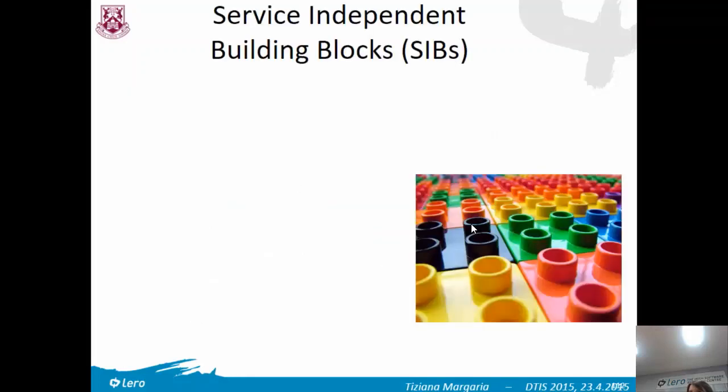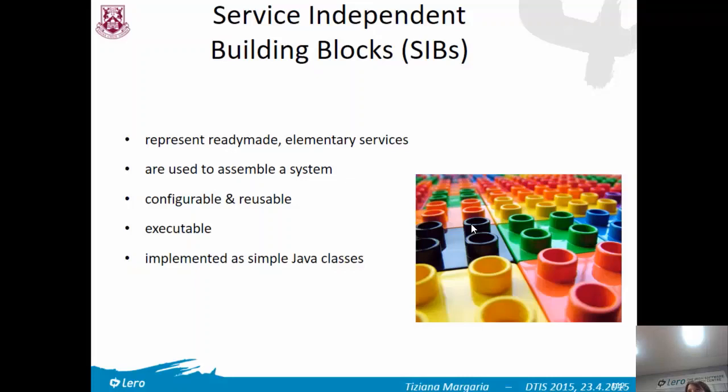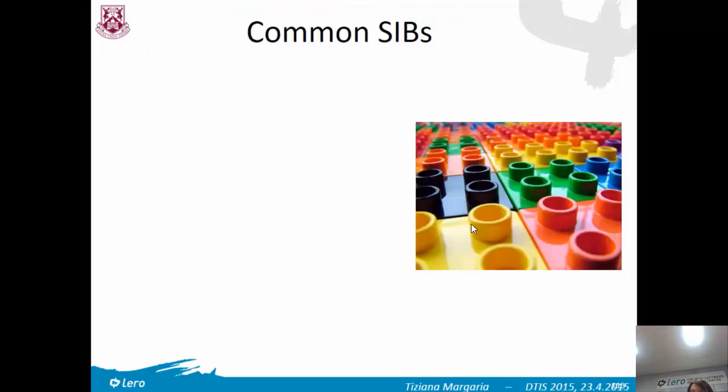If you look at the SIBs, now let's look at the ingredients. What are the SIBs? Well, they represent ready-made services. They are used like Lego blocks, so to say, to assemble a system. They should be configurable, they have parameters, and so they are reusable. It is the kind of functionality that you want to have many times in this application and that application, this version and that version. They should be executable, so there is real code behind, okay? Normally they are implemented as Java classes. We are discussing implementation in different languages. That's not a problem. And they are organized in so-called SIB palettes, which are collections.